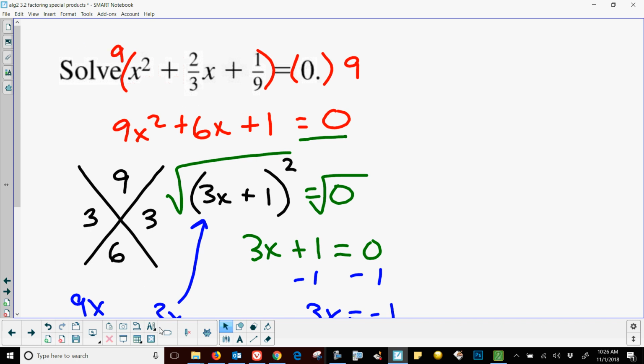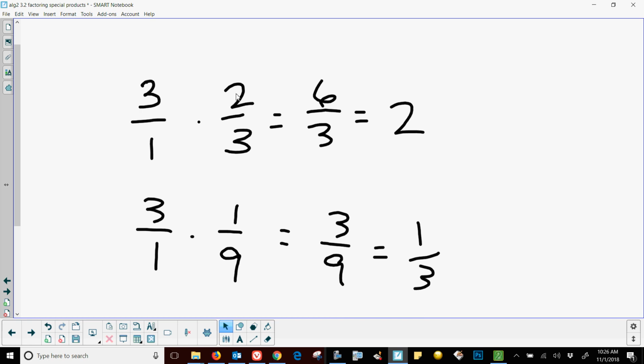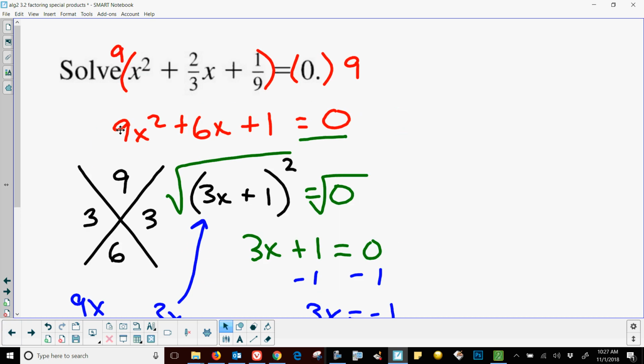Question was, why didn't we use 3? Well, because the 3 would have gotten rid of the 2/3. The 3 would not have gotten rid of the 1/9. We would have still had a fraction. Multiplying fractions, you just multiply straight across. And remember, 3 is just 3 over 1. So 3 times 2 is 6. 1 times 3 is 3, and that reduces. But this one didn't work. So we had to use 9 to get this 9 to go away.